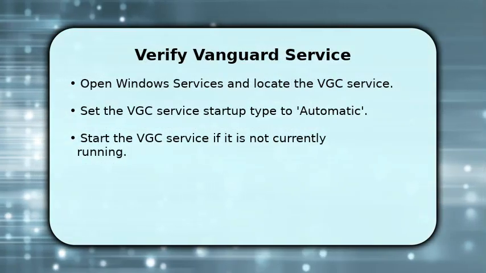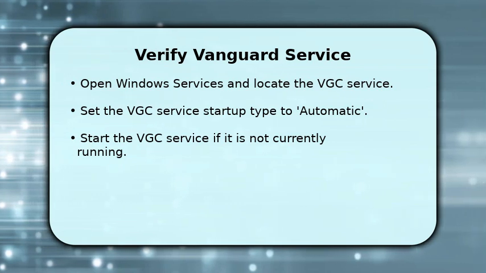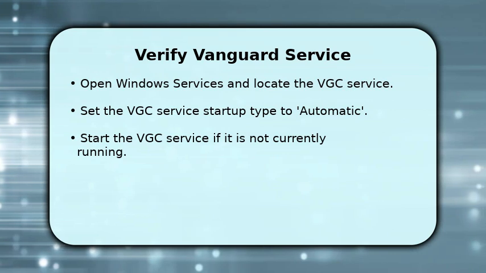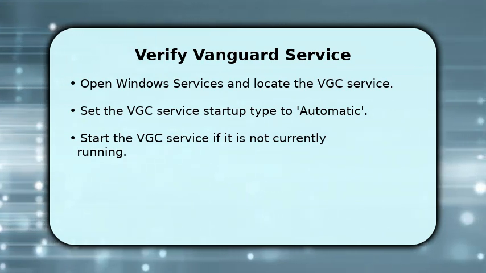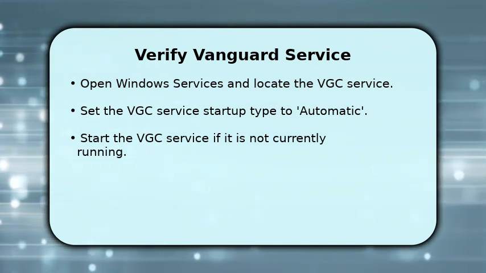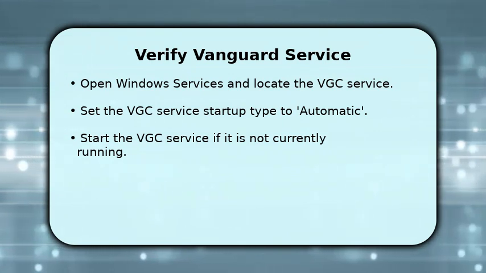Next, we need to ensure Vanguard's anti-cheat service is running correctly. Open your Windows Services application. Scroll down to find the VGC service. Right-click on it, go to Properties, and change its startup type to Automatic. Then, make sure to click Start if the service is not already active. Apply these changes and then restart your computer for them to take full effect.